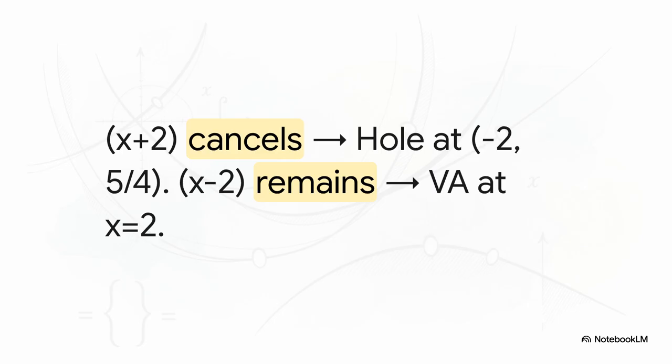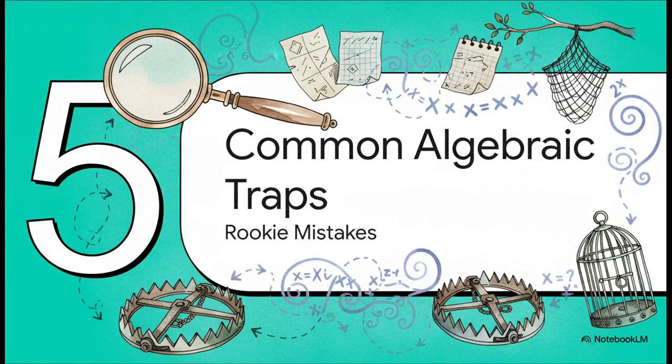But hang on, what about that x minus 2 factor left in the denominator? It didn't cancel out, did it? So that means it creates a vertical asymptote at x equals 2. And this example shows it all perfectly. The factor that cancels makes a hole, the one that's left over makes an asymptote.